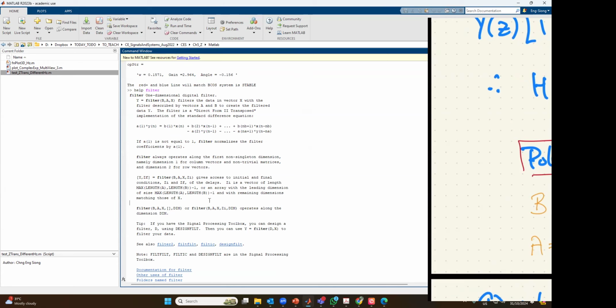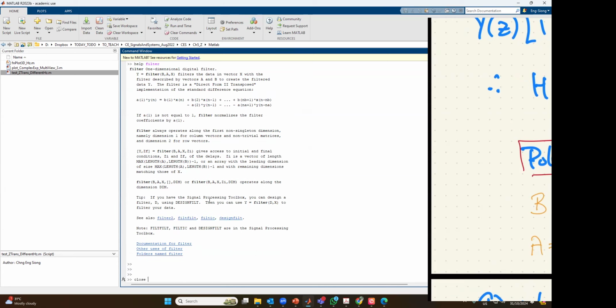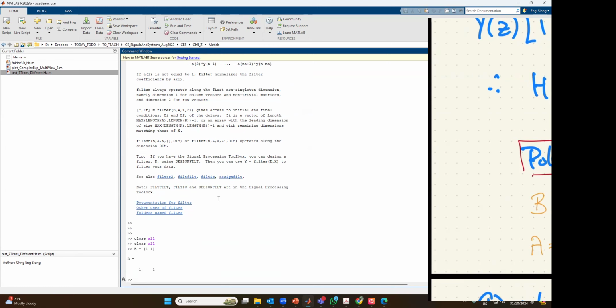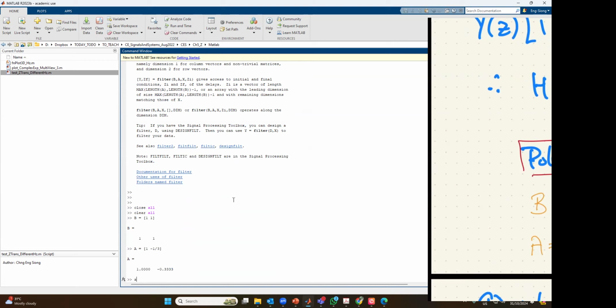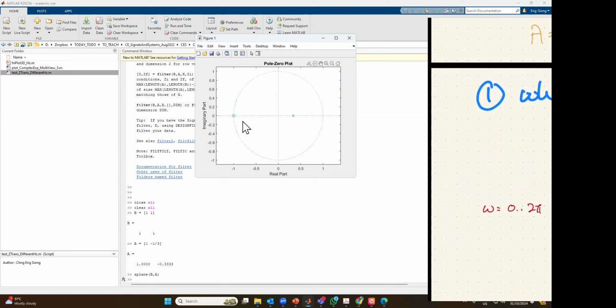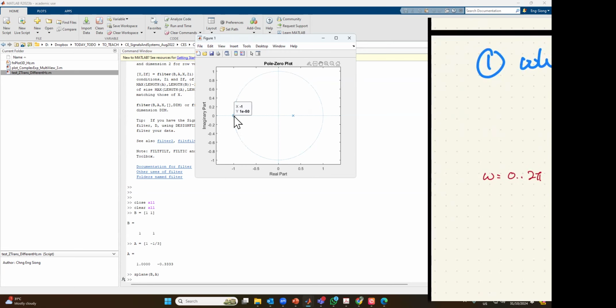Can you see my screen still, guys? I know it's small. B is equal to 1, 1. Can I make this bigger? I can't. A is equal to 1, minus 1 third. Z plane, B comma A. Can you see the zero at minus 1 and the pole at 1 third?